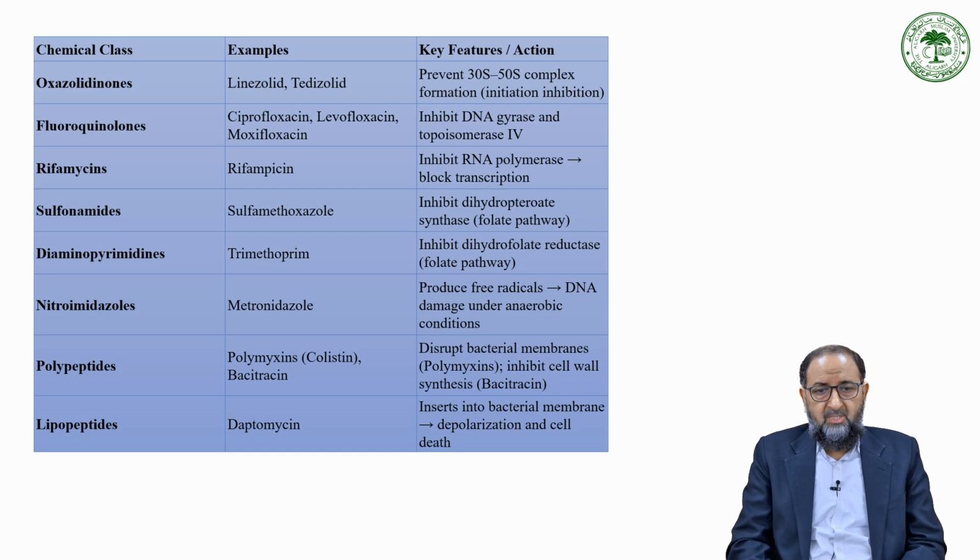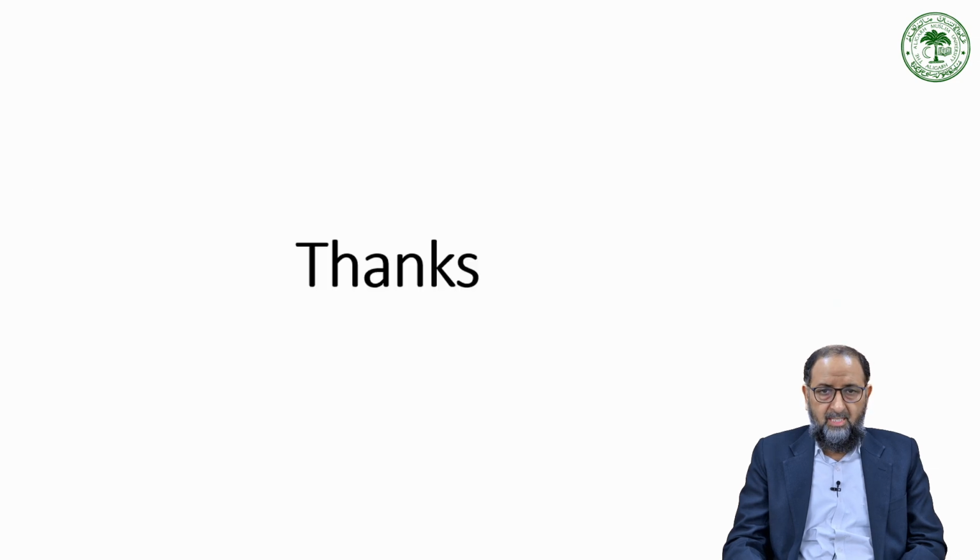Polypeptides like polymyxin, colistin, and bacitracin all disrupt the bacterial membrane. Polymyxin and bacitracin also inhibit cell wall synthesis. And lipopeptides like daptomycin insert into the bacterial membrane and cause depolarization, leading to cell death. So all these classes and groups of antibiotics inhibit the bacterial cell through different mechanisms. They have different targets.